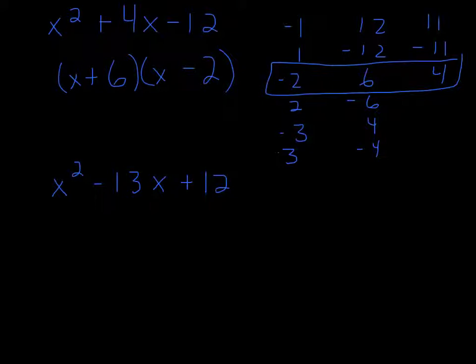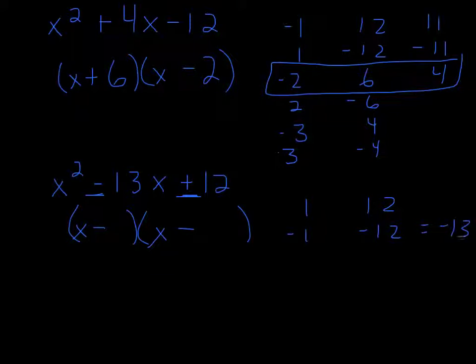Okay, next one. Oh, look at this. They tried to trick us. We've got x's in the front. Look, we want a positive 12, so our signs have to be the same, right? They're either both positives or both negatives. They got a little tricky with us. Because we want them to add to be a negative, they're both going to be negatives. Factors of 12: 1 and 12, negative 1, negative 12. If you put those two together, negative 1 and negative 12 will give you negative 13. So there we go. Pretty simple there. They were trying to trick us, but we're too smart, so hopefully you caught that too.